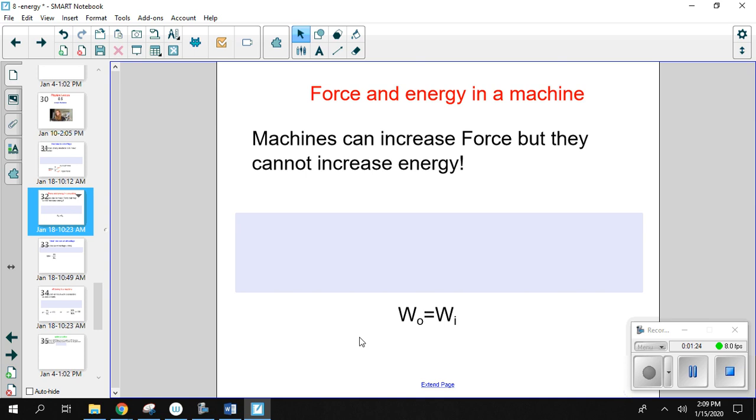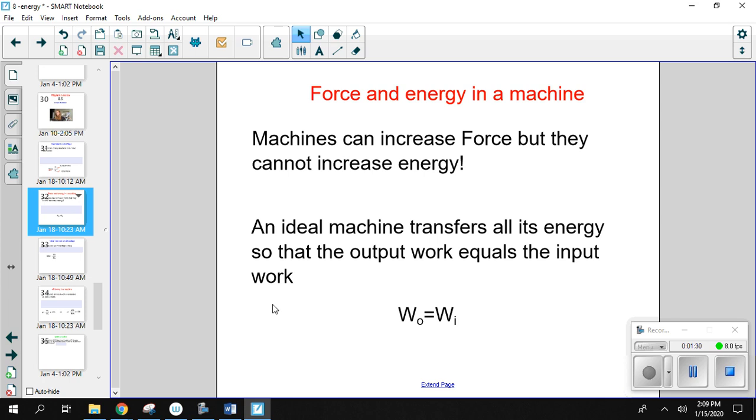Machines can increase force, but they cannot change the amount of energy, right? So that goes back to that whole conservation of energy. An ideal machine is going to transfer all of its energy to output, right? So input should equal the output work, and work is our measure of that energy.